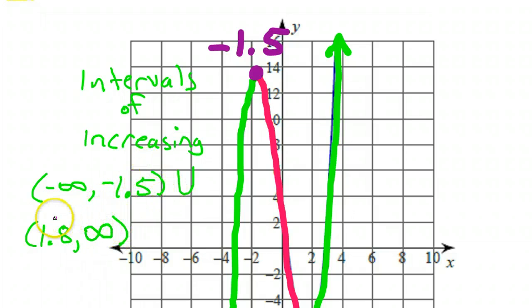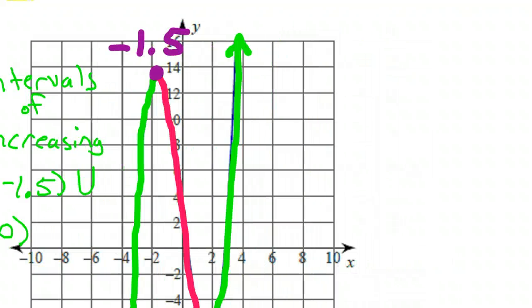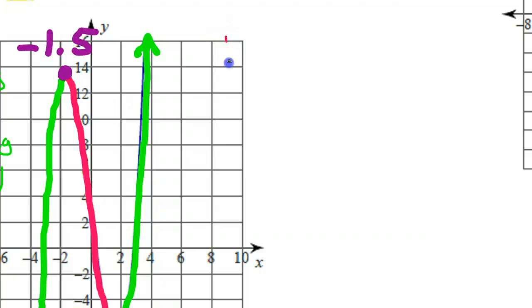Notice how I use round parentheses, even though these are numbers, and that's because we can't include the endpoints. The graph is increasing on the green and decreasing on the pink. But right at the endpoint, it's neither increasing nor decreasing. So that can't be included in either set. So you leave parentheses to show that. Now, we only have one decreasing interval. So let's do that in pink. Okay, so here comes our decreasing interval.